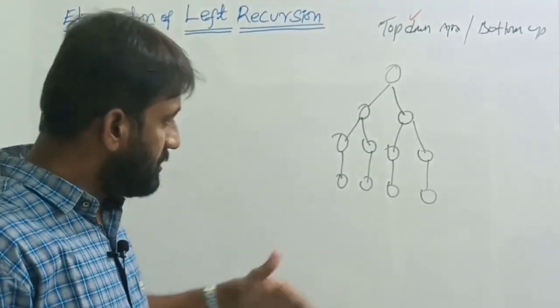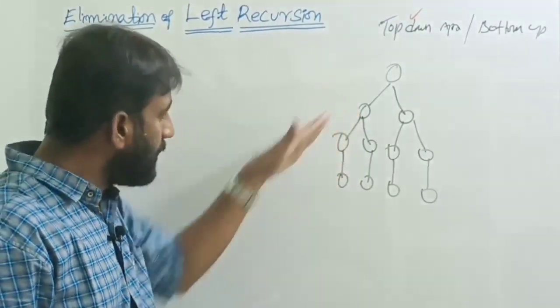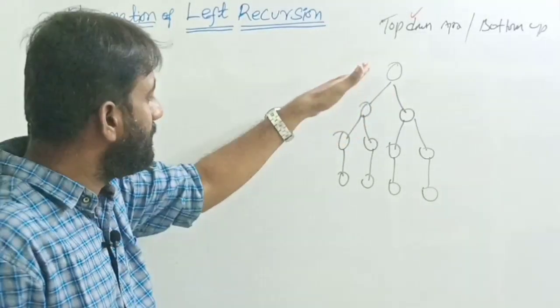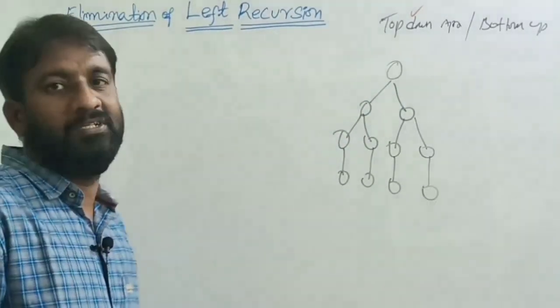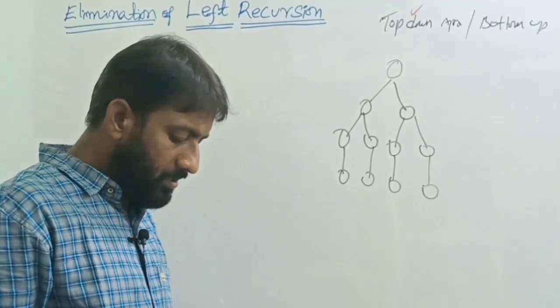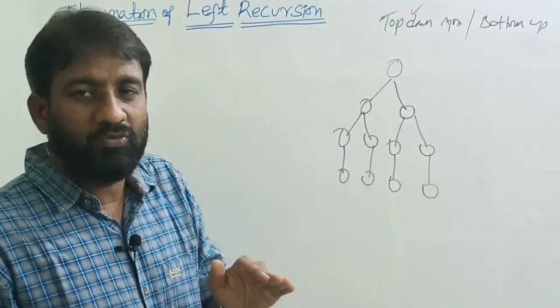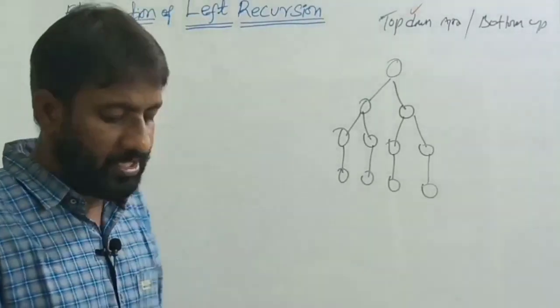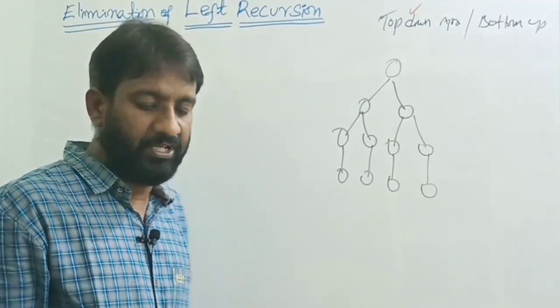As we have seen in the last lecture, if it is a left recursive grammar, the parse tree is generated in one way only. That's why we need to eliminate the left recursion. Let me tell you how to eliminate the left recursion.